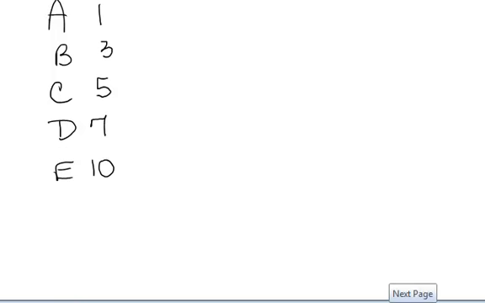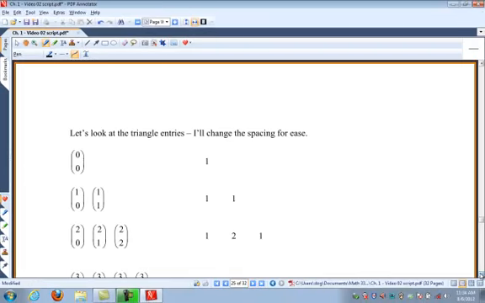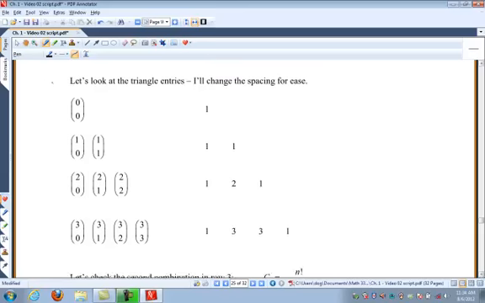So let's look at our new notation in Pascal's triangle. The first row, the combination of 0 things taken 0 at a time, is 1. That is the entry. And then 1 choose 0, 1 choose 1 is 1 and 1. And then 2 choose 0, 2 choose 1, 2 choose 2 is 1, 2, 1. 3 choose 0, 3 choose 1, 3 choose 2, 3 choose 3 is 1, 3, 3, 1.